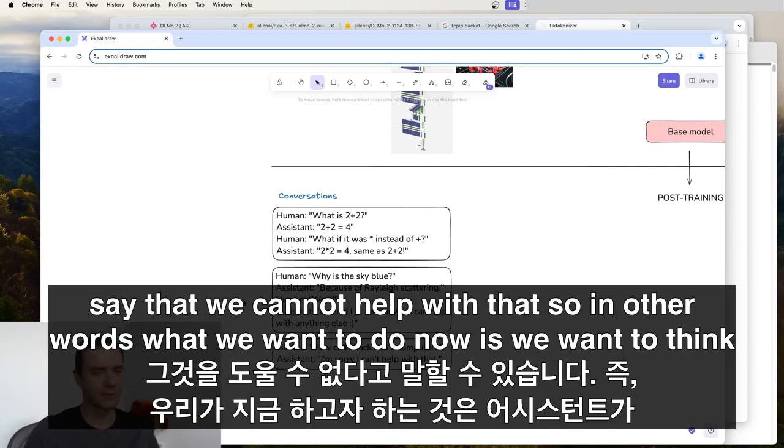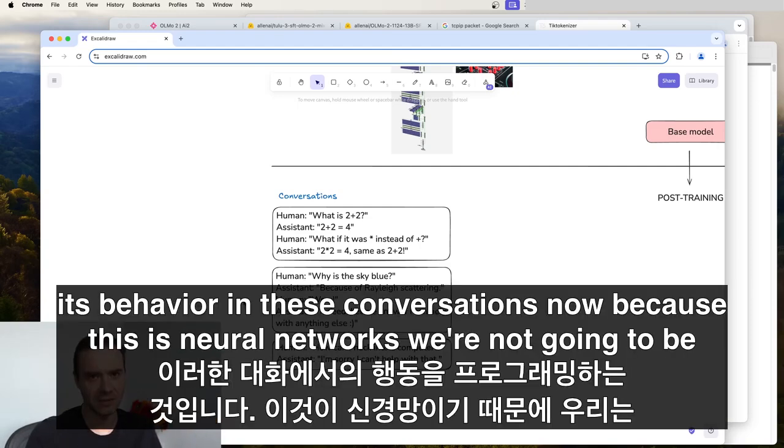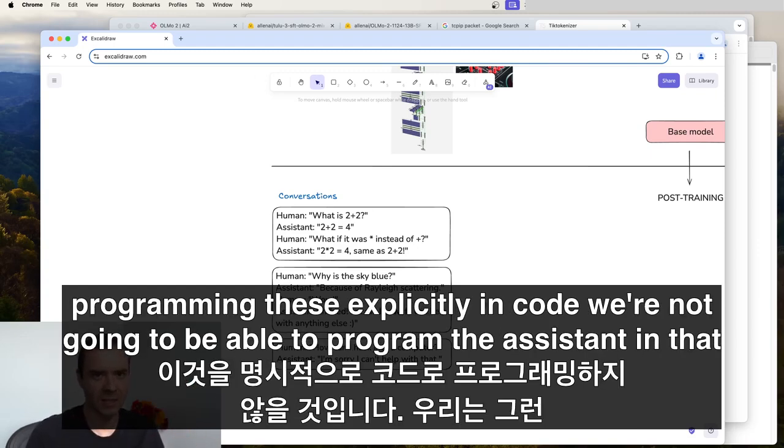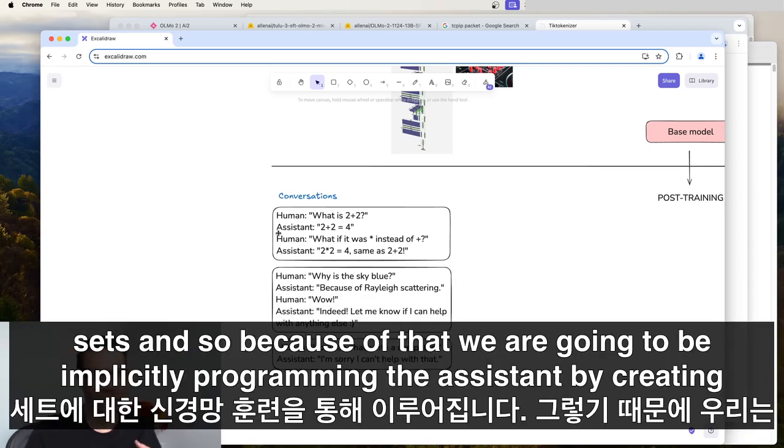So in other words, what we want to do now is think through how an assistant should interact with a human, and we want to program the assistant and its behavior in these conversations. Now, because this is neural networks, we're not going to be programming these explicitly in code. Everything is done through neural network training on datasets. So we are going to be implicitly programming the assistant by creating datasets of conversations.